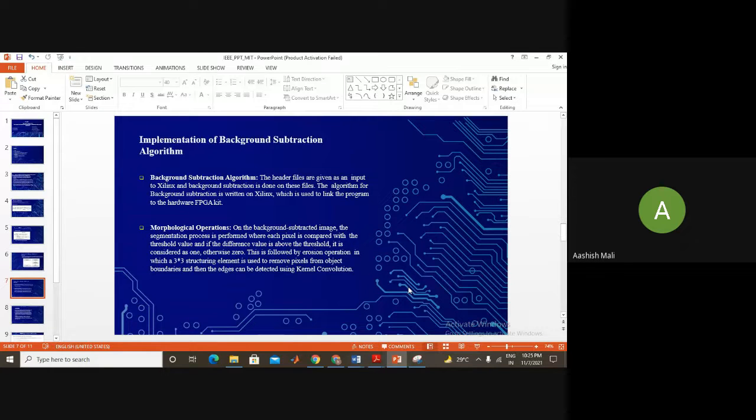And the second algorithm is morphological operations on the background subtracted image. The segmentation process is performed where each pixel is compared with the threshold value, and if the difference value is above the threshold, it is considered as a 1, otherwise a 0.